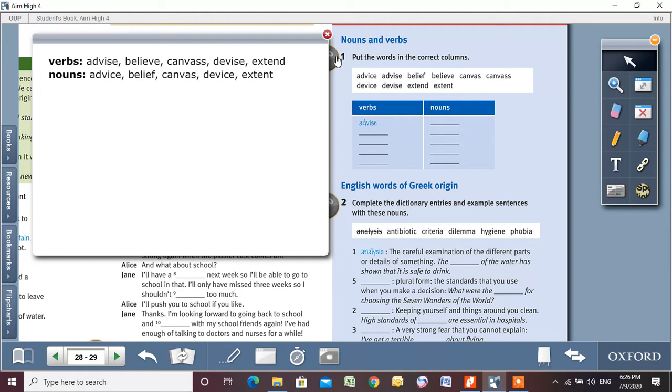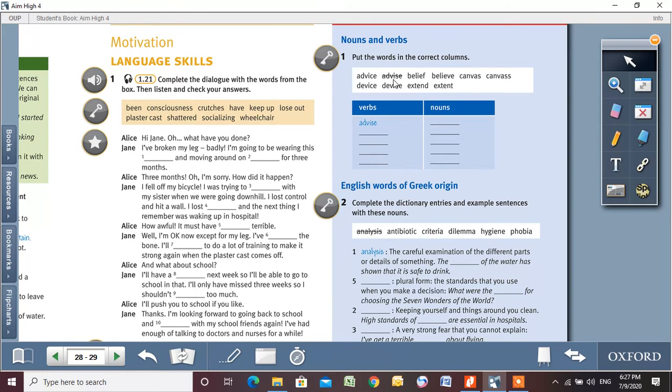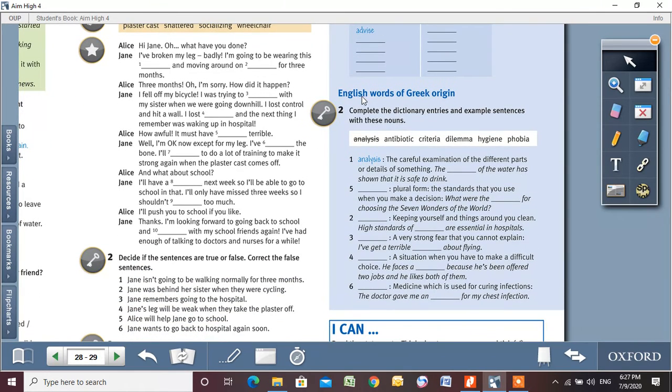Okay, so this is exercise 1. Now exercise 2, English words of Greek origin. So now we will talk about some of the English words that we have borrowed from the Greek language. So it has a Greek origin.